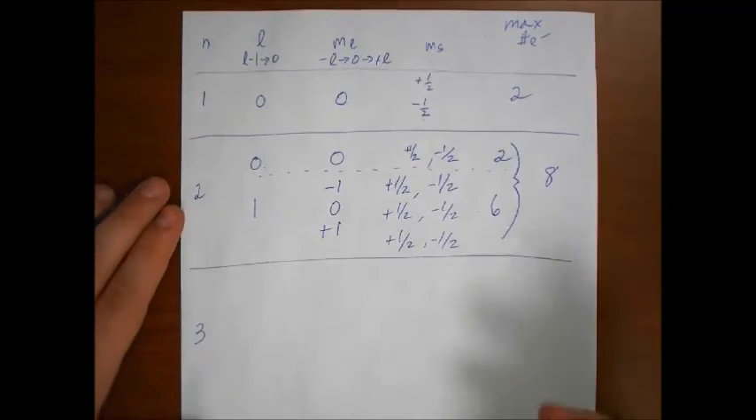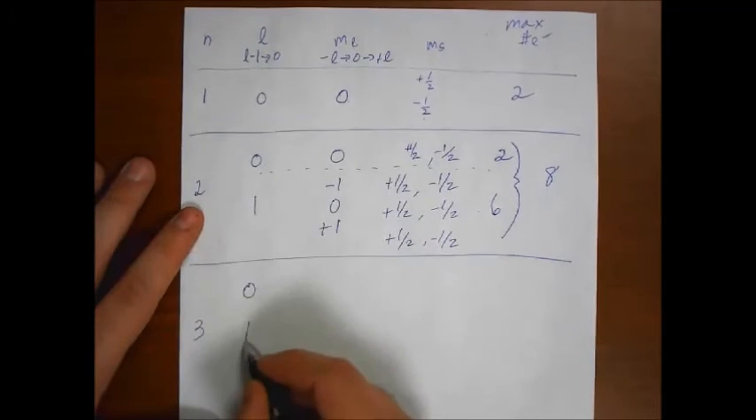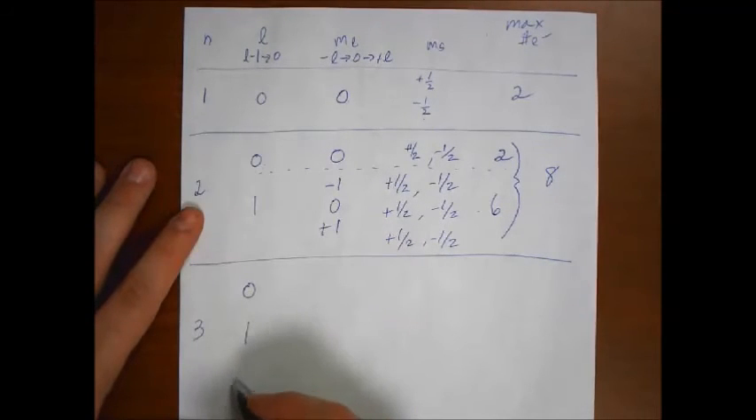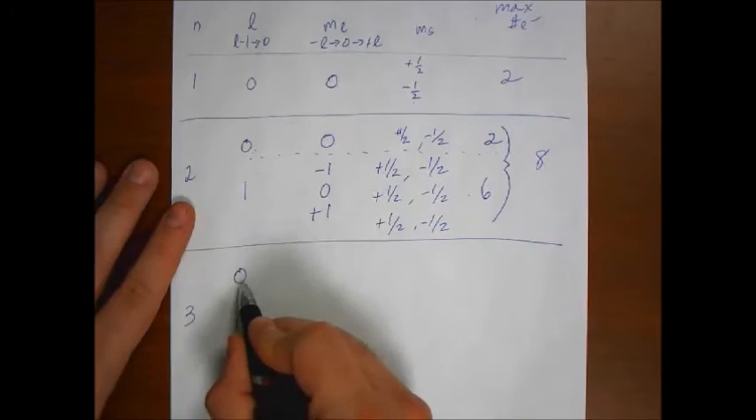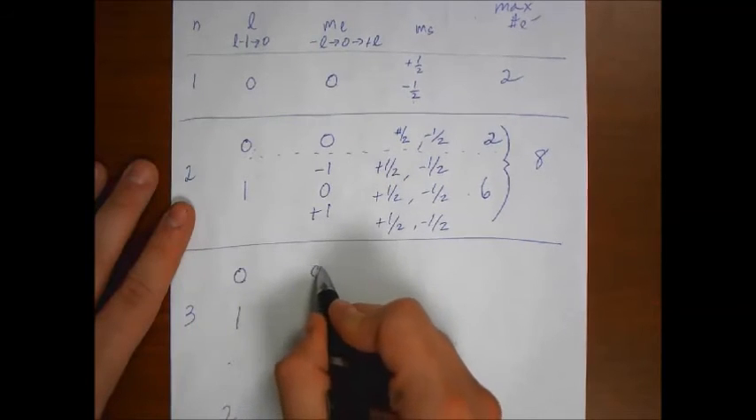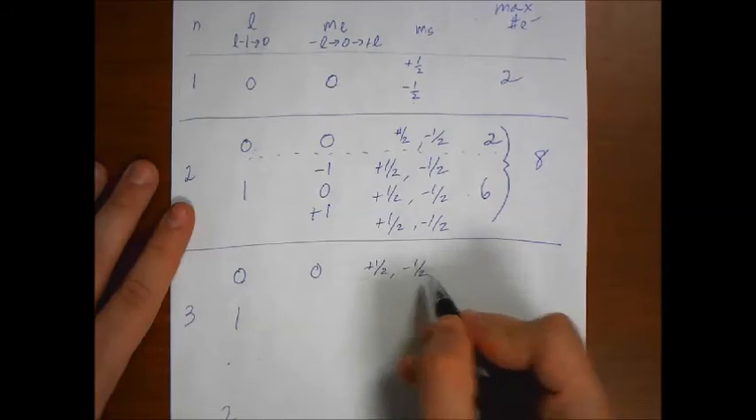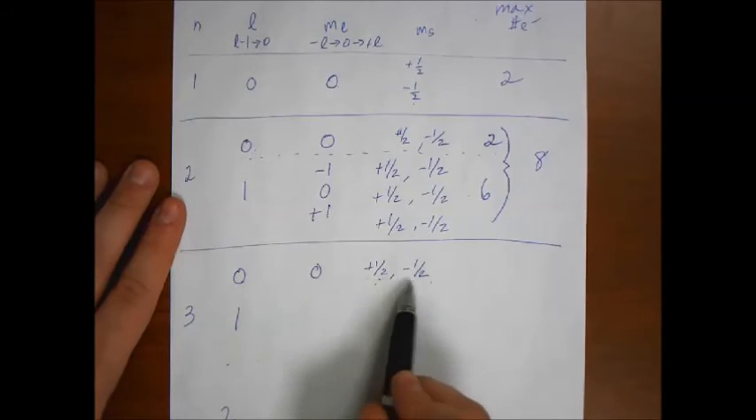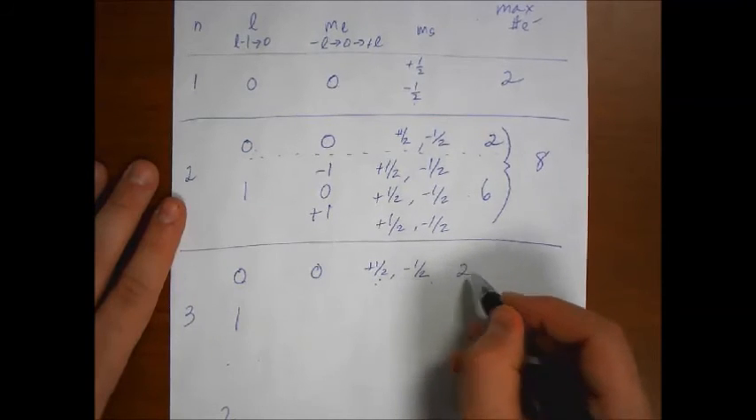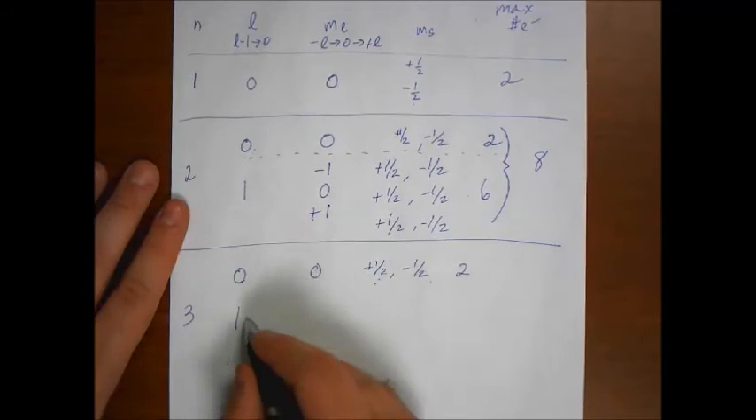And then for n is equal to 3, we have 3 possible l's. We have a 0, 1, and then n minus 1 is going to be 2. So again, if n is equal to 3 and l is equal to 0, the only possible m sub l we get is 0. And again, we get a plus 1/2 and a minus 1/2 address. Think of this as kind of like the apartment. It's either apartment A or apartment B. They can't live in the same apartment. So this is going to contribute 2 electrons, and this is one orbital.